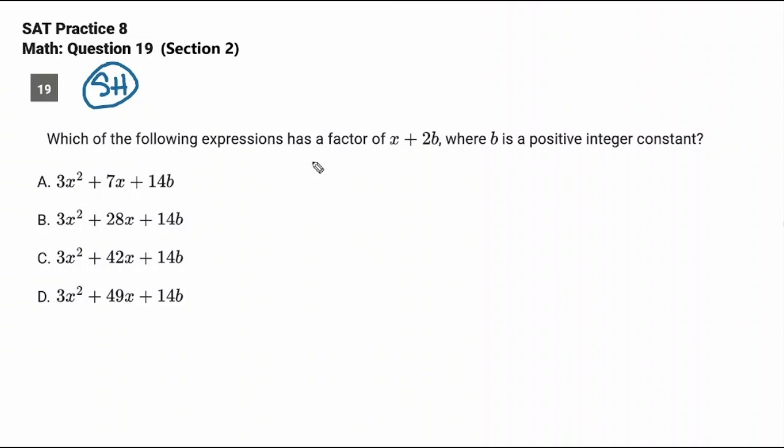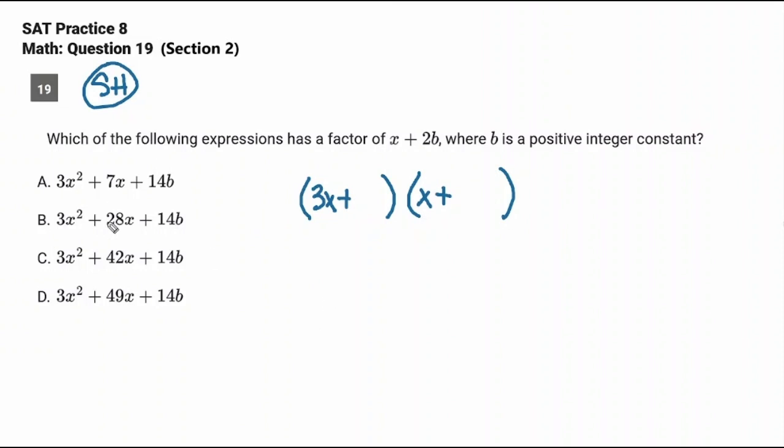Which of the following expressions has a factor of x plus 2b, where b is a positive integer constant? So b is a constant, which just means that ETS knows what it is, they're hiding it from you, and it's a positive integer. You've got these things, these are called polynomials. You've been doing this for a long, long time. You know that you're going to unfoil it, and it's going to look like this. You also should know that you're going to have 3x here and x here. And you should know that you're going to have plus signs, because these are all plus signs. You're going to need a 7.